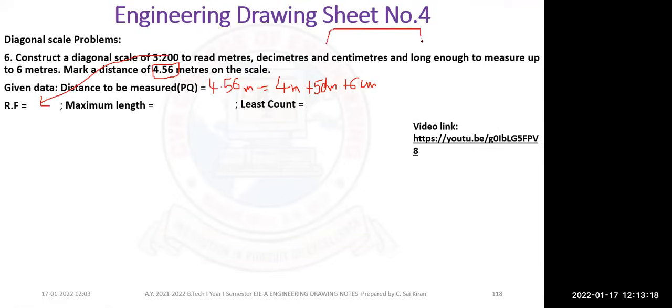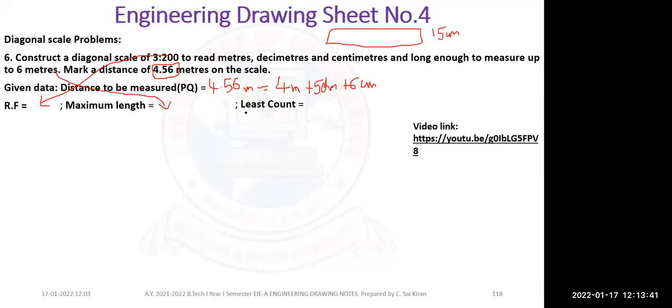Suppose you take your normal 15 centimeter scale. The maximum is 15, and you can't measure more than 15 centimeters. Similarly, in this scale, what is the maximum distance you are measuring? You can measure up to 6 meters, and you can't measure beyond 6 meters. So the maximum length is 6 meters.